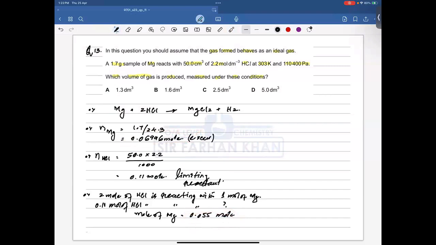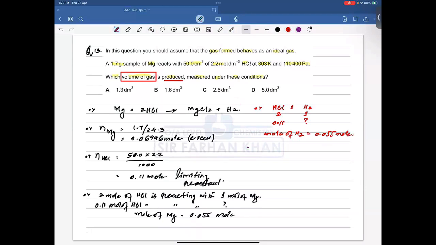Now we really need to find out the volume of gas produced. So according to the equation, we have a 2:1 ratio. HCl and hydrogen have a 2:1 ratio. If HCl has 0.11 moles, how many moles of hydrogen do we have? So moles of hydrogen is going to be 0.055 moles.